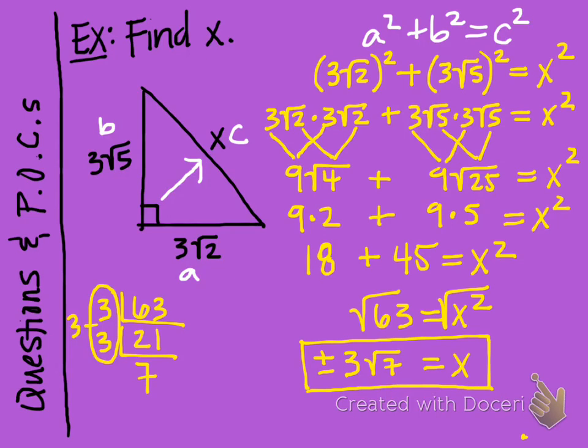Now, if you look at what x actually represents, because it's a length, the only answer that actually makes sense with this problem is the positive version. So the actual value of x in this particular situation is going to be positive 3√7. So this is the answer that I really want to put. But there are two solutions. If a picture wasn't attached to this, there would definitely be two solutions.